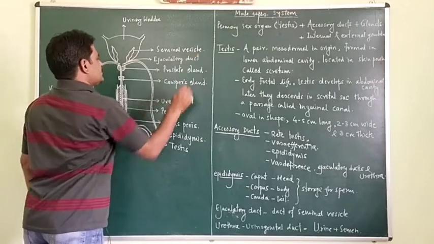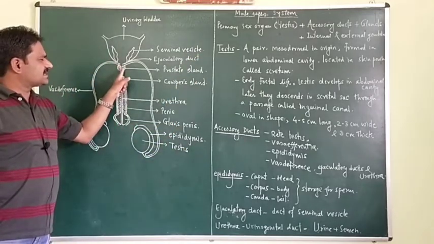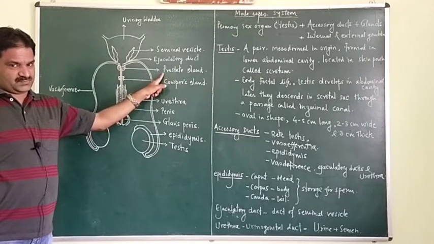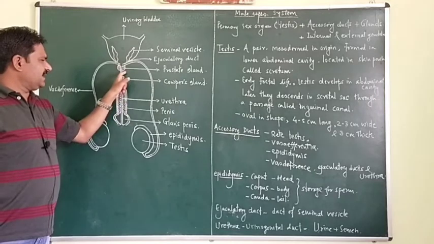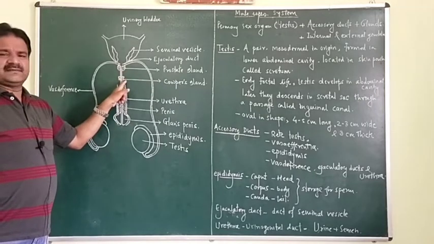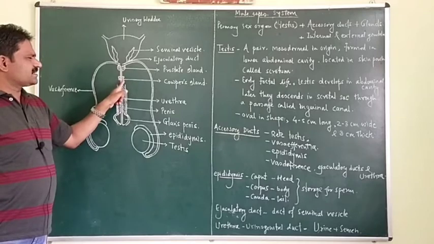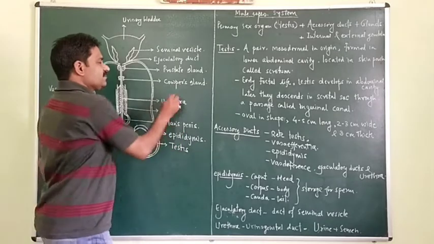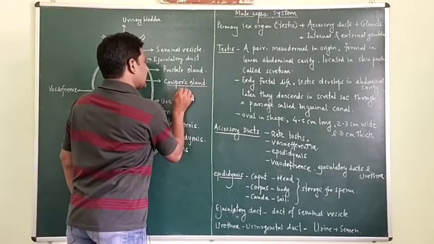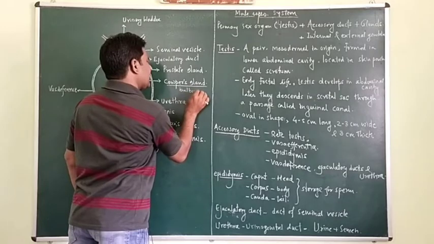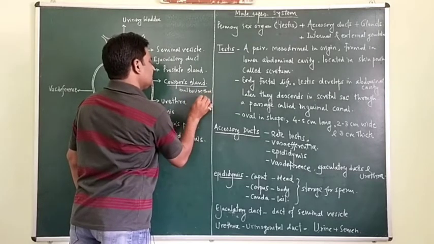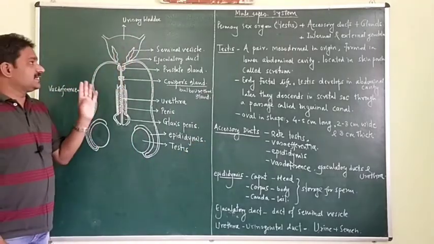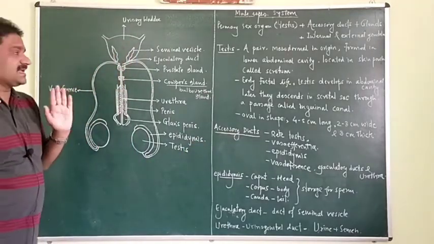Okay. Just below the urinary bladder there is a single gland. That gland is called prostate gland, which secretes the prostatic fluid. Then just below this prostate gland, at the base of penis, a pair of glands are present, called Cowper's gland. Cowper's gland is also called bulbourethral gland. Okay.